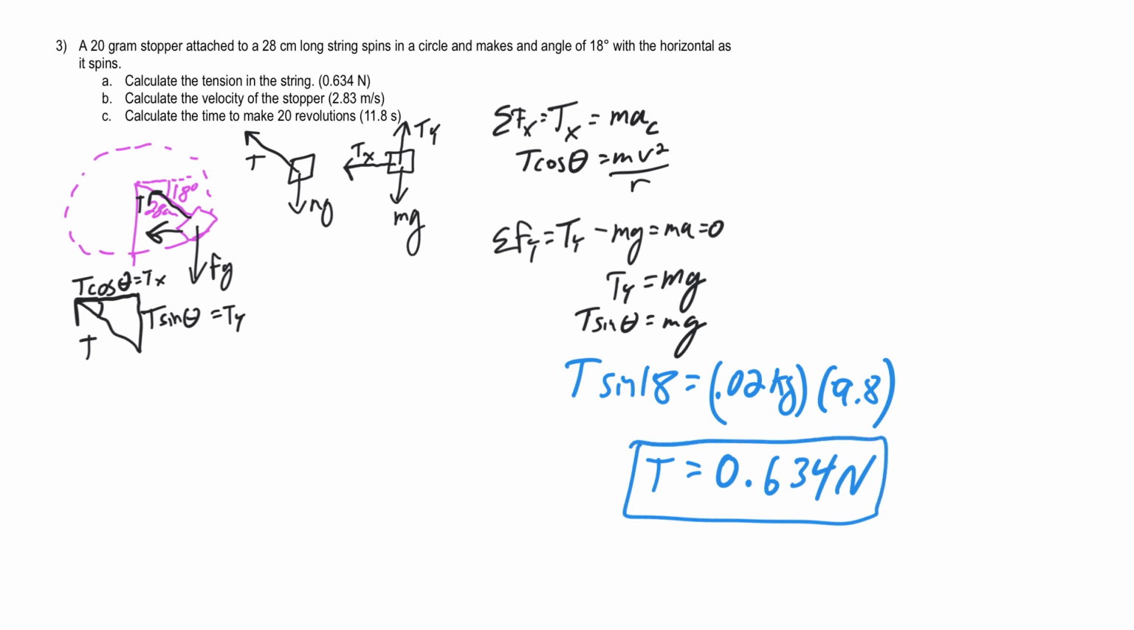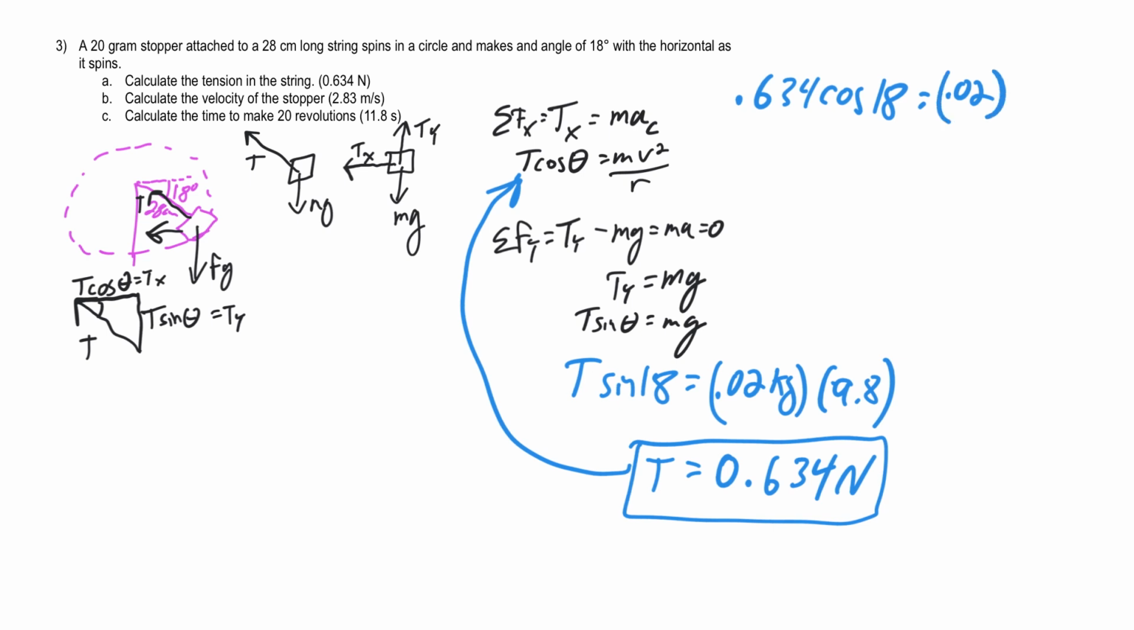Next, we're going to solve for the velocity. So once you know this tension, we can just throw that in there to solve for our velocity. So we're going to go 0.634 times cosine of 18 degrees equals the mass again, 0.02, times our velocity, and then we'll divide by the radius.